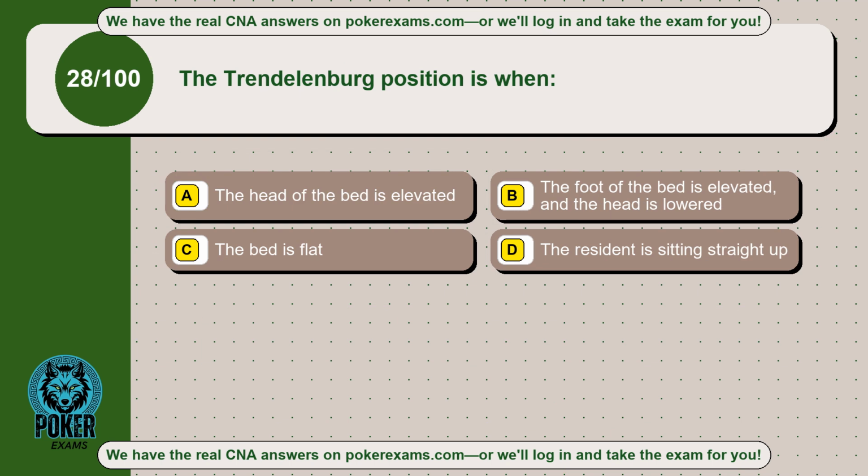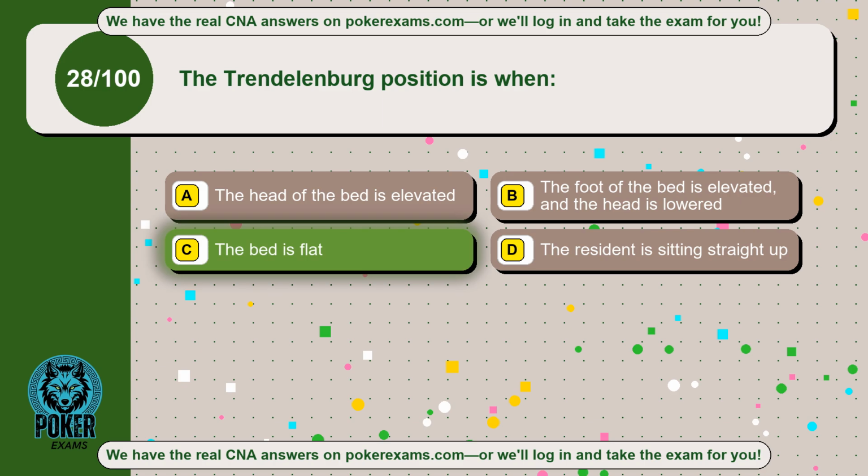Question 28. The Trendelenburg position is when: Option A, the head of the bed is elevated. Option B, the foot of the bed is elevated, and the head is lowered. Option C, the bed is flat. Option D, the resident is sitting straight up.